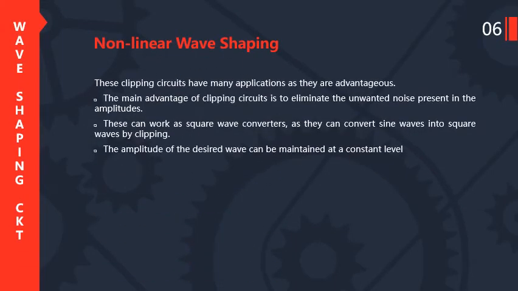These clipping circuits have many applications as they are advantageous. Number one, the main advantage of clipping circuits is to eliminate the unwanted noise present in the amplitude. Number two, these can work as square wave converters as they can convert sine waves into square waves by clipping. Number three, the amplitude of the desired wave can be maintained at a constant level. So these are some advantages of clipping circuits.